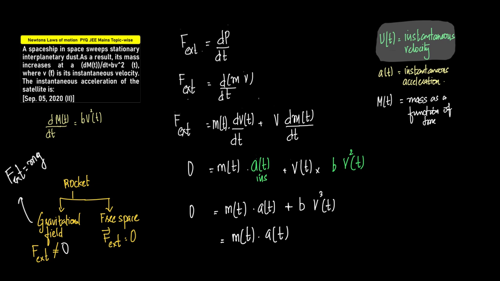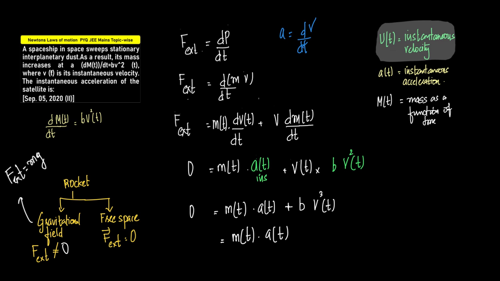And therefore what we have is m of t into d by dt of v of t. Now, what is acceleration? Acceleration is equal to rate of change of velocity, which means if you differentiate instantaneous velocity, what should you be getting? You'll be getting instantaneous acceleration, or a of t. So since a is equal to dv by dt, d by dt of v of t gives a of t, which stands for instantaneous acceleration. Plus, instead of v, we'll write v of t because it is given that velocity is a function of time.